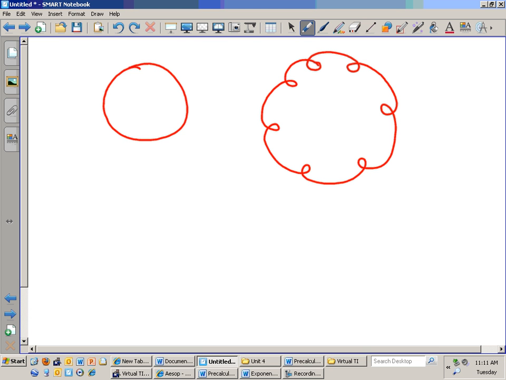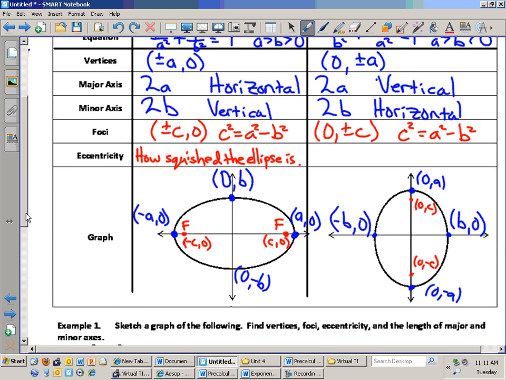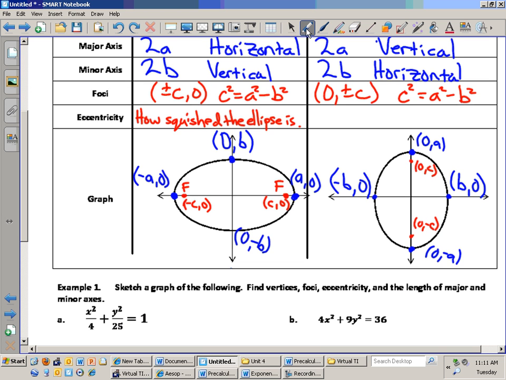And it's really how squished it is. So like this would have an eccentricity value of like 0.01. Okay? It's not very squished at all. But this would have an eccentricity value of say like 0.95. It would be very, very high. It would be very squished. So as we talk about eccentricity, we're talking about how squished it is. And the way we calculate e is e equals c over a. And 0 is less than e, which is less than 1. It's always a value between 0 and 1.